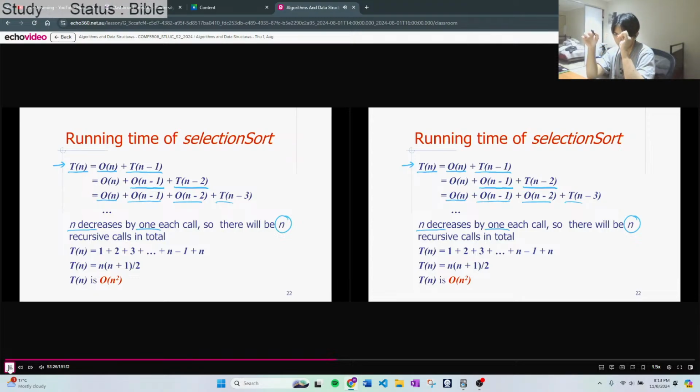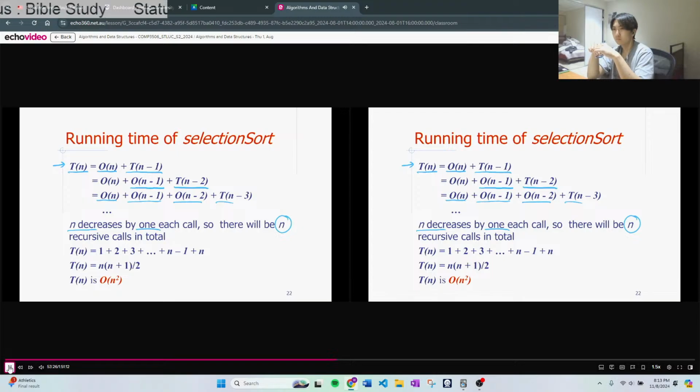And each of those recursive calls will do, the first one will do O of n, it will do n things, the next one will do n minus 1 things, the next one will do n minus 2 things, all the way down until we do one thing, and that's the same as saying n times (n plus 1) over 2, and that's n squared. The next one will do n calls.